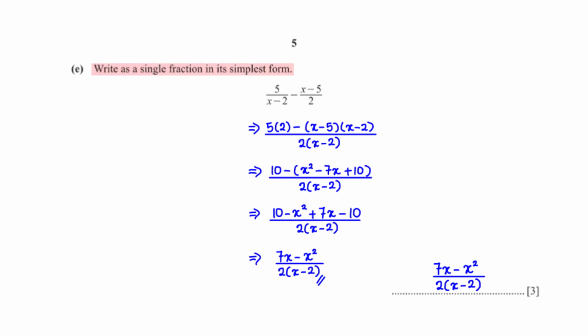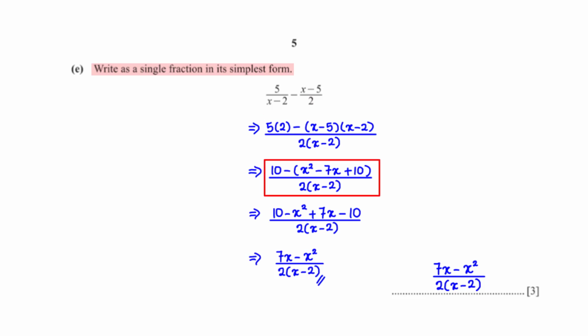Write as a single fraction in its simplest form: 5 over x minus 2, minus x minus 5 over 2. We get the LCM by multiplying the two denominators. For 5 over x minus 2, since we multiplied the denominator x minus 2 by 2 to get the LCM, we also need to multiply the numerator 5 by 2. For x minus 5 over 2, since we multiplied the denominator 2 by x minus 2 to get the LCM, we also need to multiply the numerator x minus 5 by x minus 2.